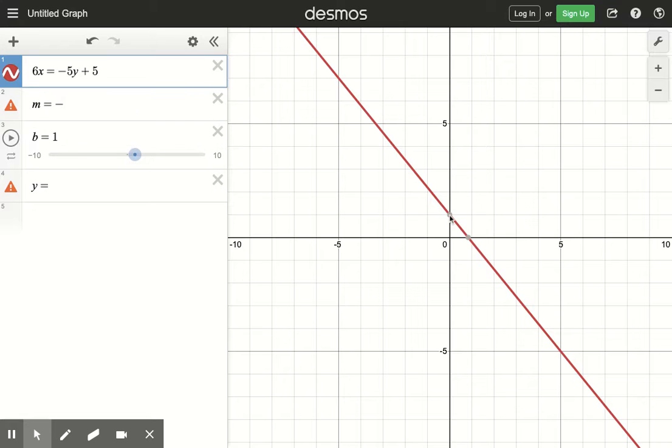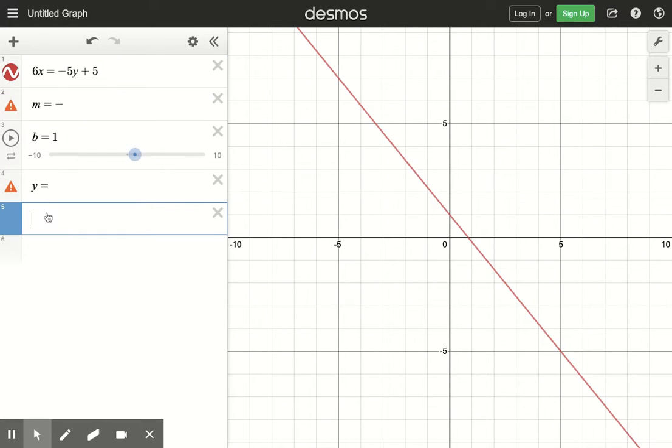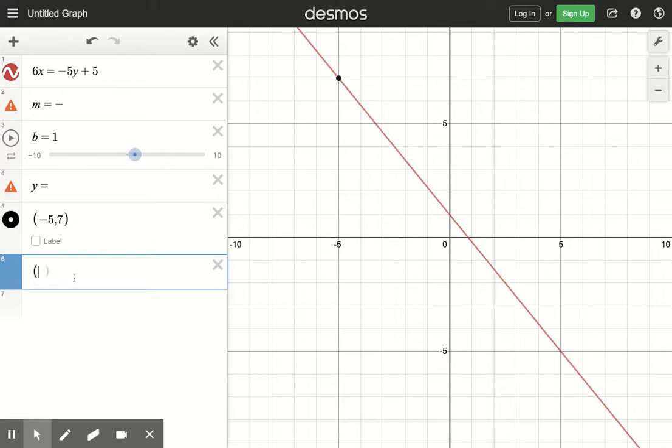So my line crosses the corner of a box there, and it also crosses the corner of a box here, and that's at negative 5, and then 5, 6, 7. So I'm going to put a dot there, at negative 5, 7. And then we know that it crosses at 0, 1, because that's our beginning.